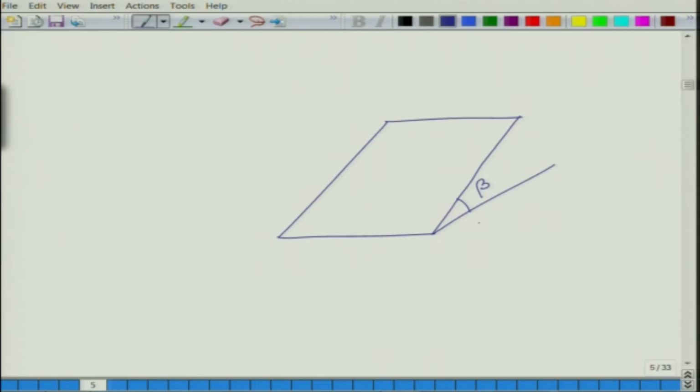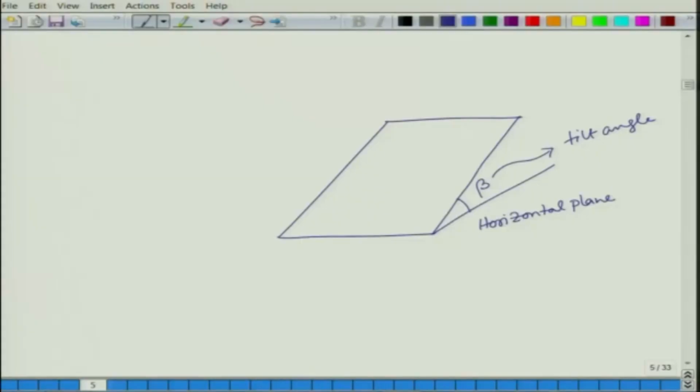So, if this is the horizontal plane, this beta is the tilt angle, right. So, these designations are very standard. Please do not use any other designation, then it will be very difficult to handle several of these angles. You may use some other designation, but I would urge you to use the same, so that there is no confusion between different angles.